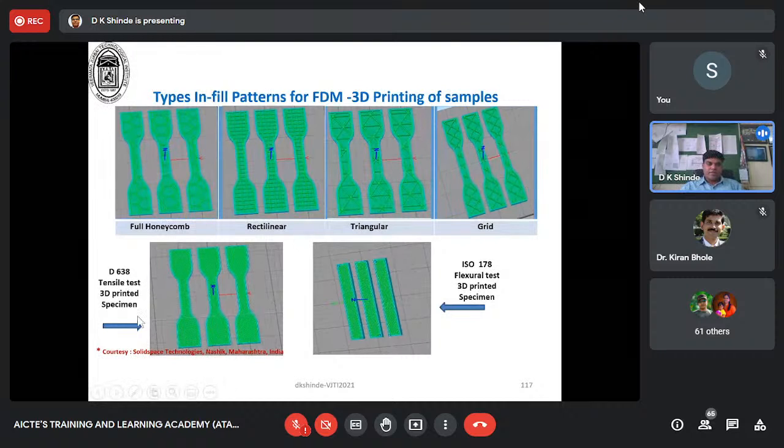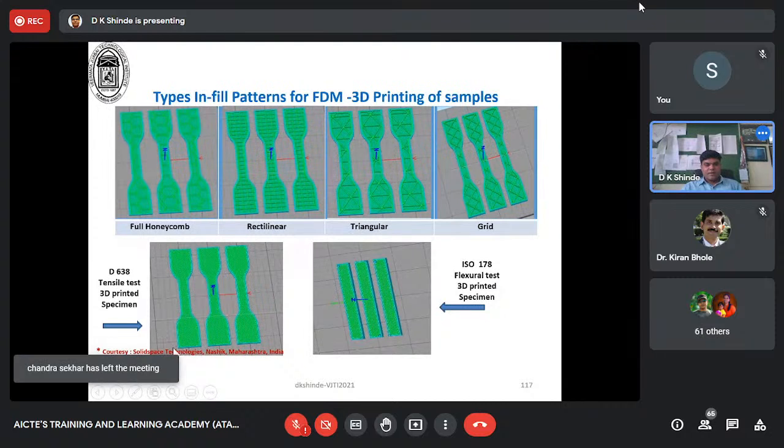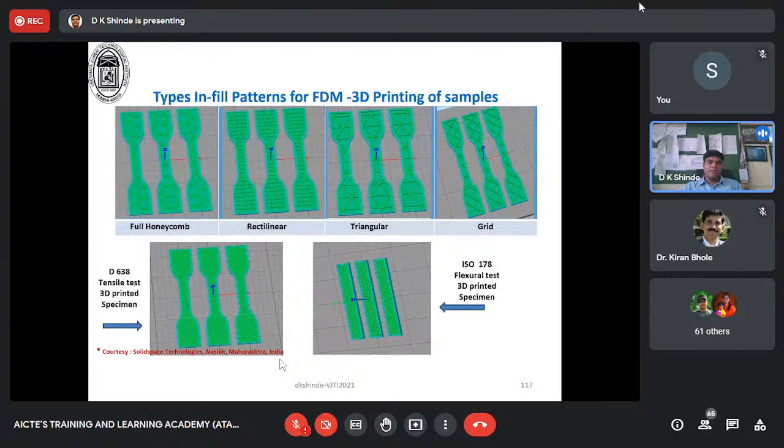So here you can see the specimen with 100% fill, with the dog bone kind of shape, and these are the tensile testing specimens. This is for the natural ABS with 100% infill. A 45-degree infill was used, the deposition of those layers was done, and then it was taken for printing.